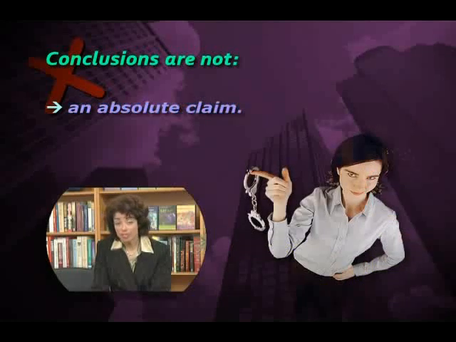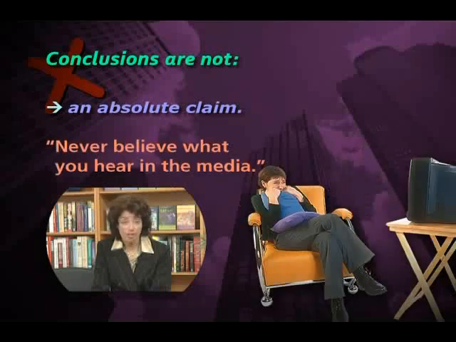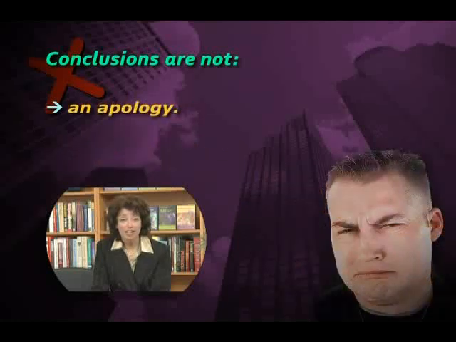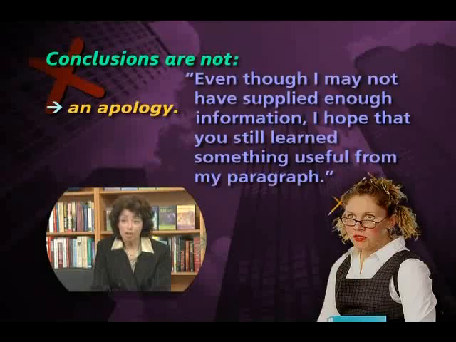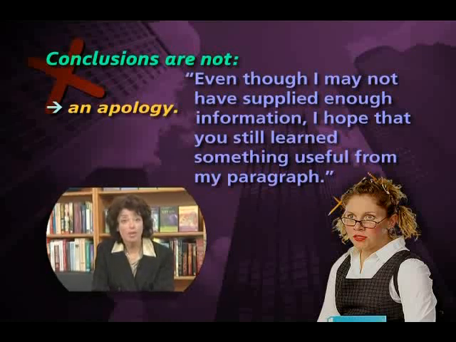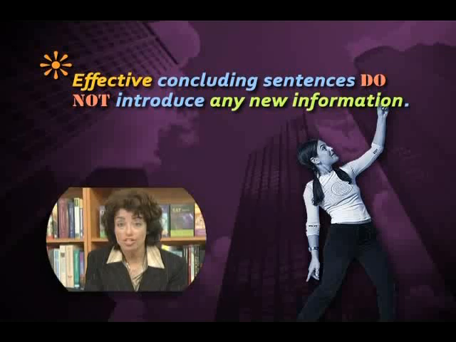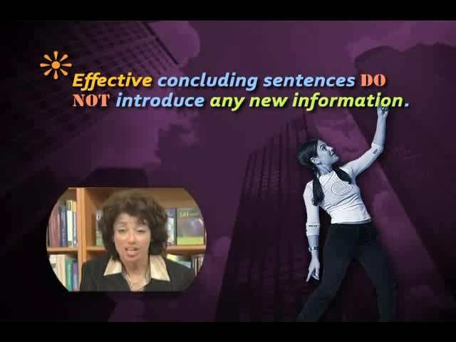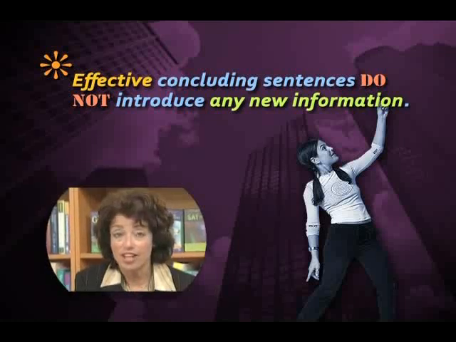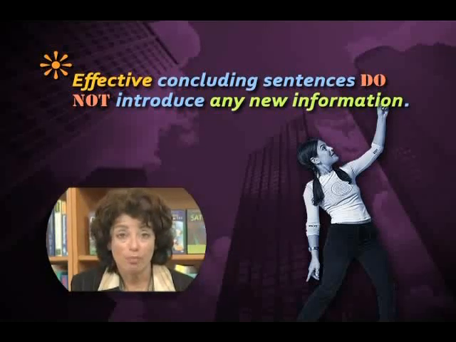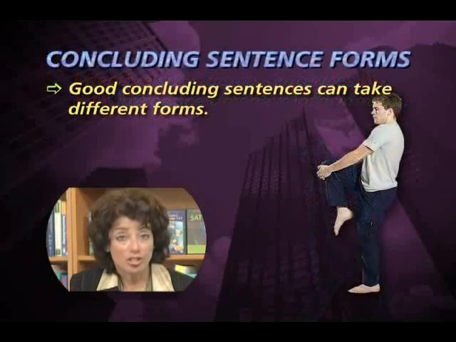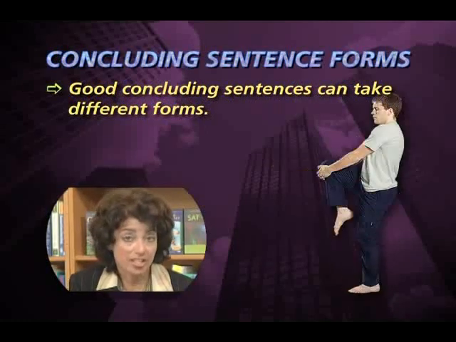You also don't want to give an absolute claim. "Never believe what you hear in the media," for example, because that you also cannot prove in your paragraph. And last, you don't want to give an apology. "Even though I may not have supplied enough information, I hope that you still learned something useful from my paragraph." Don't apologize for your writing, because that weakens your main idea. Effective concluding sentences do not introduce any new information. And, as we said, they don't announce anything, they don't make generalizations, they don't make absolute claims, and they don't offer apologies. Good concluding sentences can take different forms, of course, just like topic sentences.